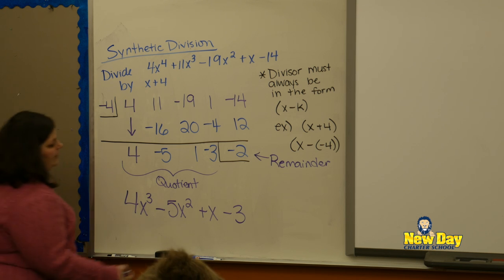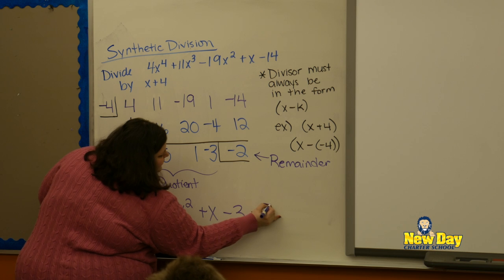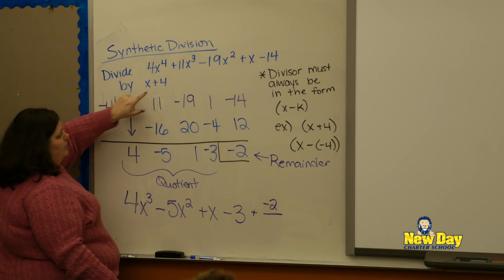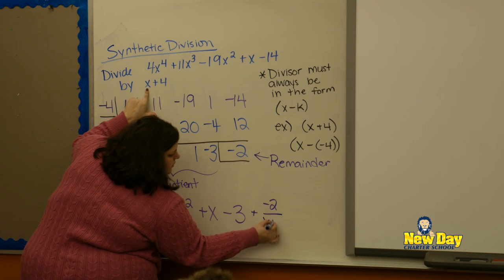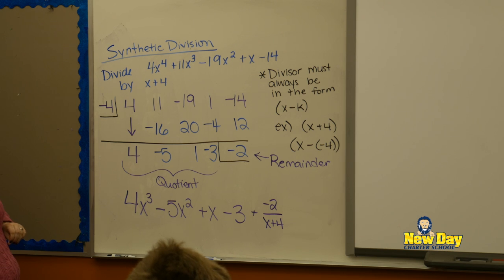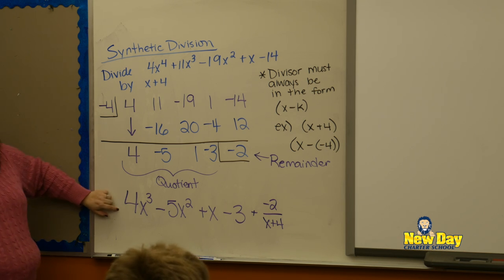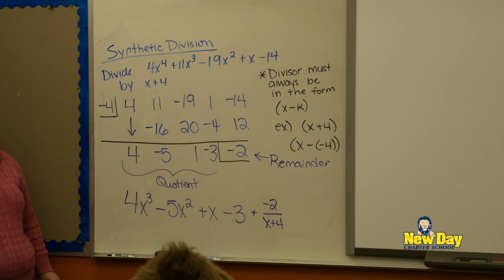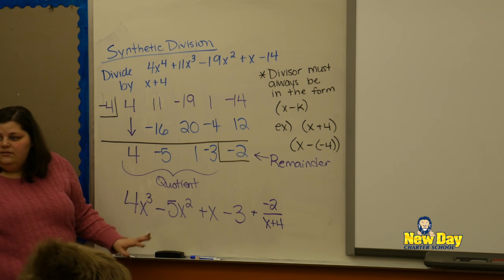So check out your remainder. Your remainder is negative 2, over whatever you divided by, which was x plus 4. Wait, I thought you put a minus, like this, minus 2 over. You can write it that way if you want. It doesn't matter. They're both accurate. So this is your actual quotient. Faster? Yeah. Can you do a couple more? I agree. Everybody have this?